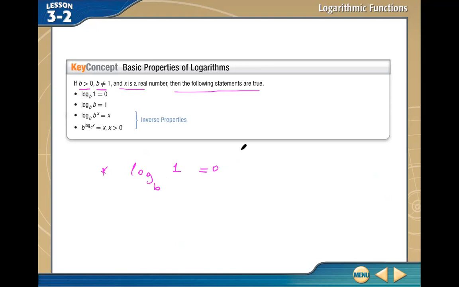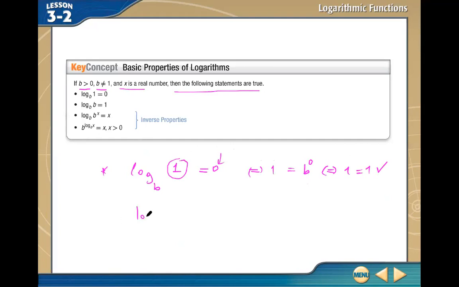The proof is very simple. If and only if 1 equals b to the power of 0. We know that b to the power of 0 is 1, so 1 is equal to 1, and we have the proof. So what I want you, ladies, is to just keep this as a rule in your mind. Logarithm of 1 is equal to 0. That's it.